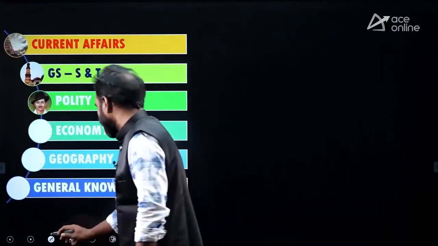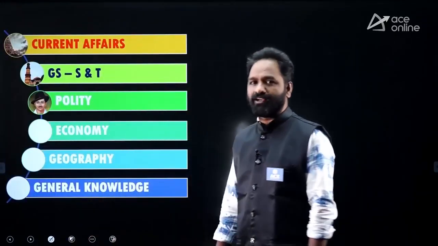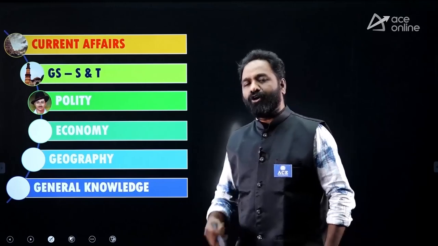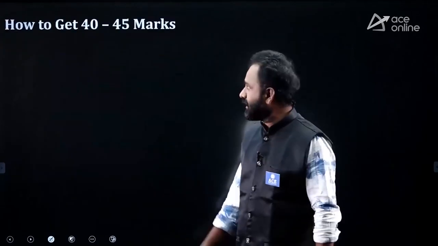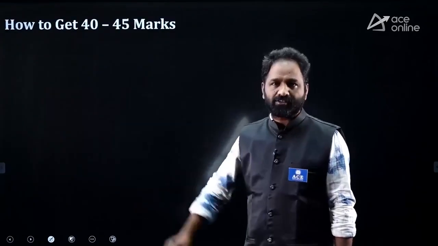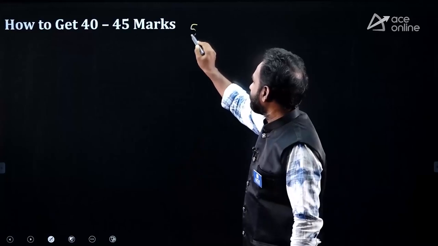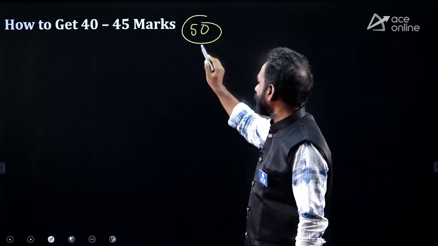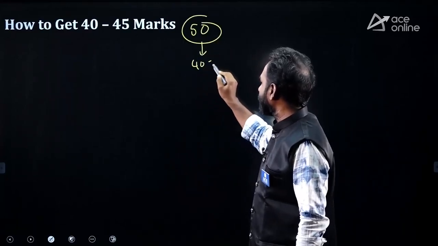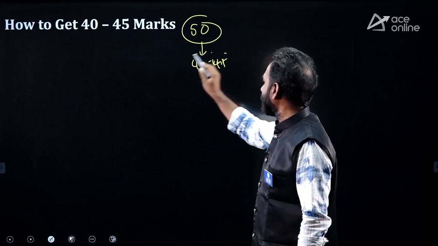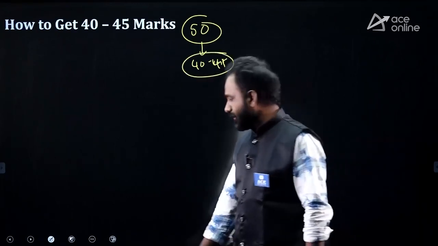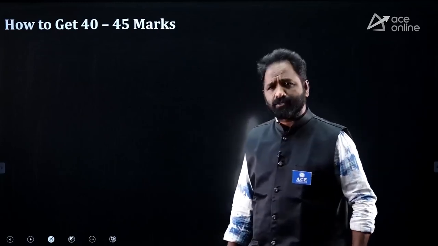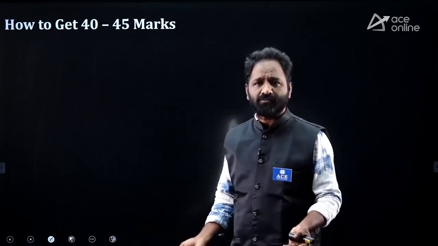Now there is a basic question: how to get the maximum marks in general awareness. Like, how to get 40 to 45 marks in general awareness when the total is 50? That is the question. First, is it possible? Why not? Everything is possible, right?